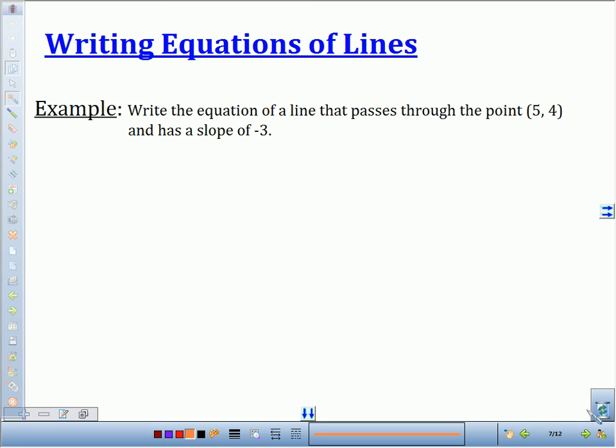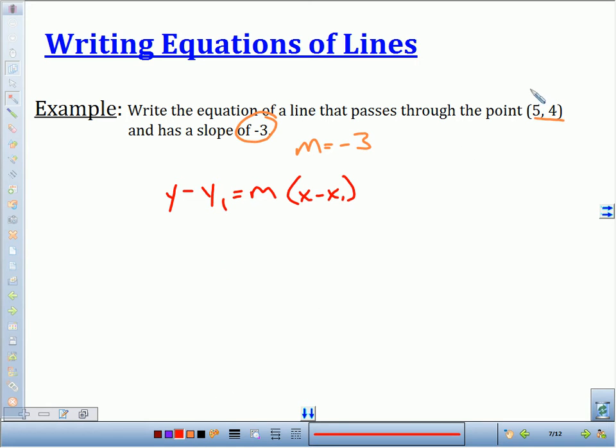So imagine we're writing the equation of a line that passes through the point (5, 4) and has a slope of negative 3. Well, we know the slope m is negative 3. We don't know the y-intercept. We're not told that. We're told a random point (5, 4) that it's also on the line. In order to find the solution, we use point-slope form. And that's y minus y1 equals m times x minus x1.